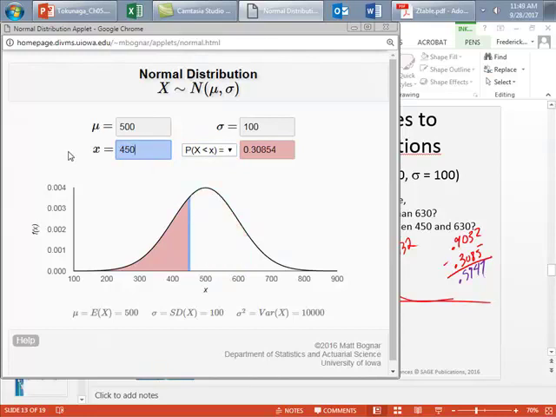And there it goes, 30854. There's a lot of rounding. So there's rounding here to 4 significant figures. For the most part, my guideline is use what they give you.